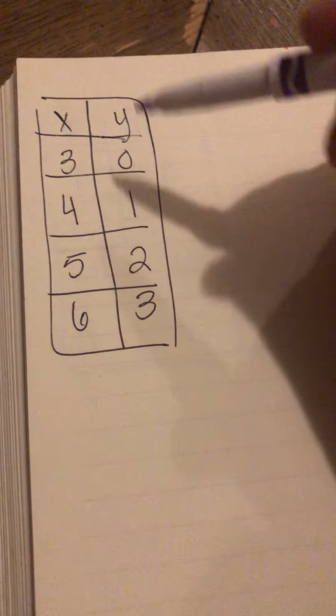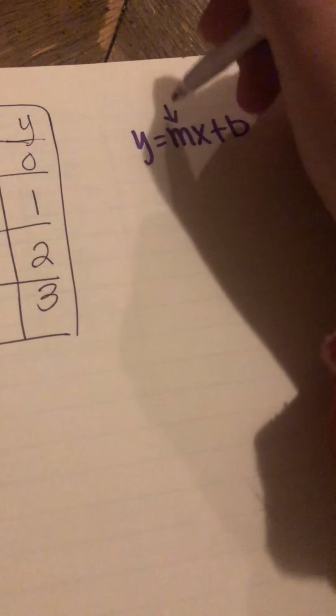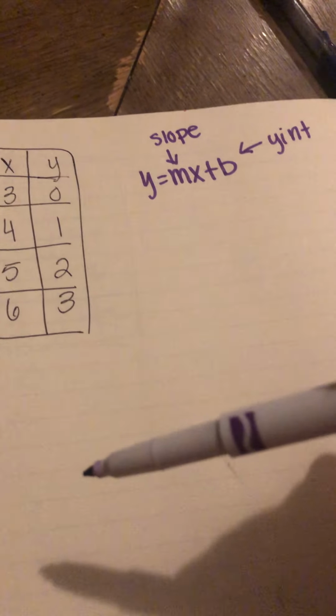Guys, what we're going to be doing is taking this table and writing out the equation y equals mx plus b. This whole thing is slope-intercept form. M is your slope, b is your y-intercept. Hopefully this video quality is decent. I am doing it off my cell phone.